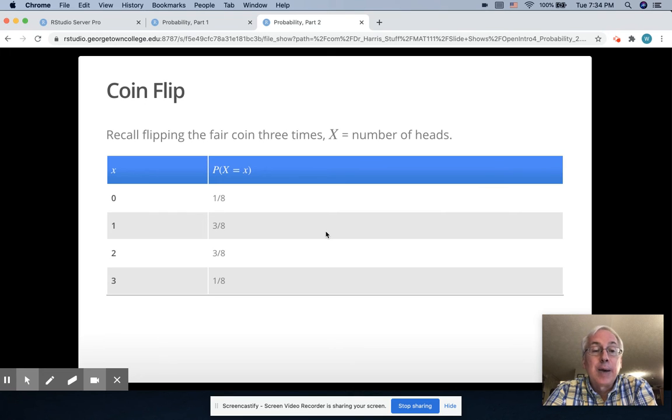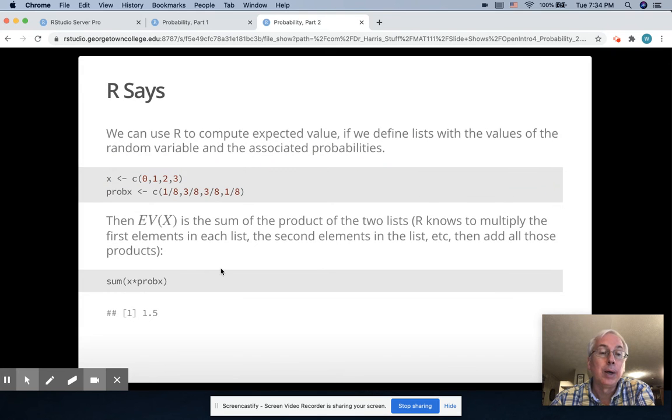Let's look at the expected value for the coin flip situation. This is just remembering the table that we formed earlier. So according to the formula, we're going to multiply 0 by 1/8, 1 by 3/8, 2 by 3/8, and 3 by 1/8, and add those together. And that's what we do.